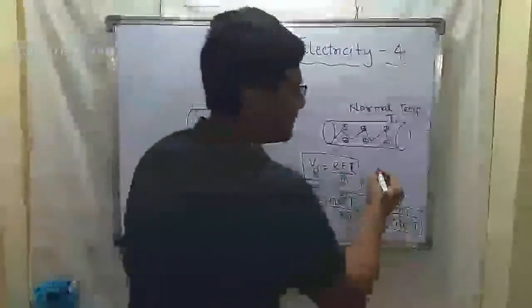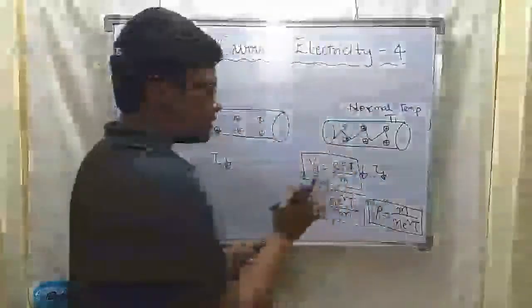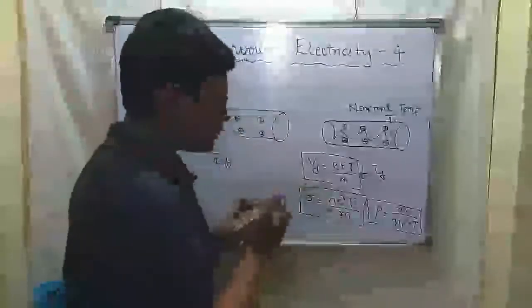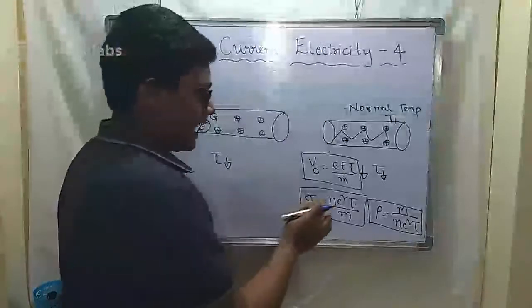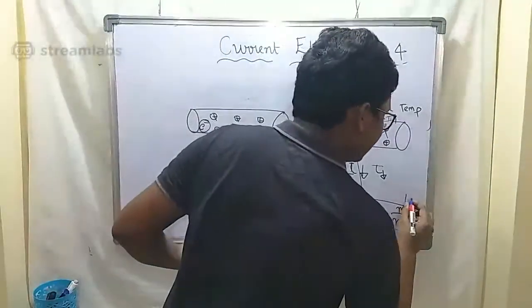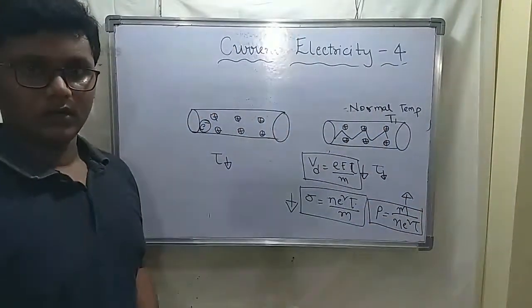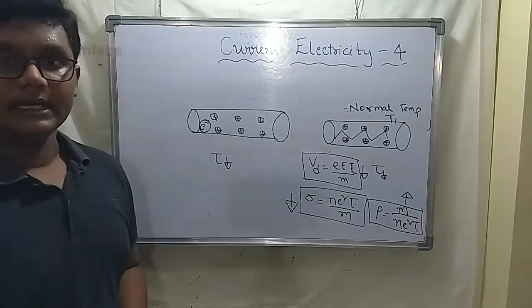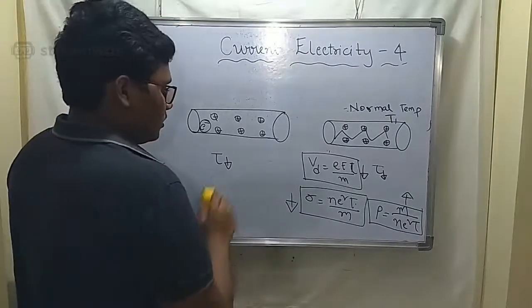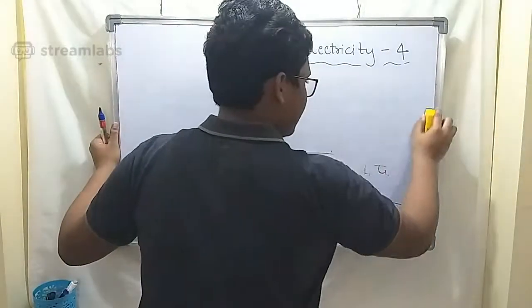Due to that decrease in tau, the drift velocity will also decrease, and the conductivity will also decrease, but the resistivity will increase. Okay, resistivity gets increased. Understood the point? This is an important one.